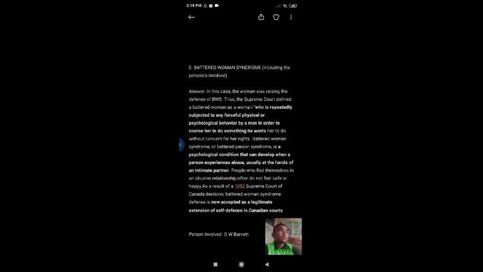which is very close to the law on violence against women and children. In this case, the woman was raising the defense of BWS, or battered woman syndrome. Thus, the Supreme Court defined a battered woman as a woman who is repeatedly subjected to any forceful physical or psychological behavior by a man in order to coerce her to do something he wants her to do without concern for her rights.